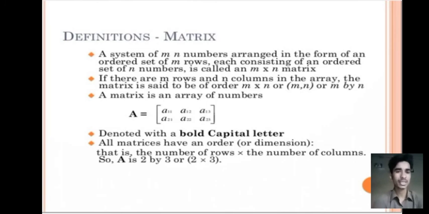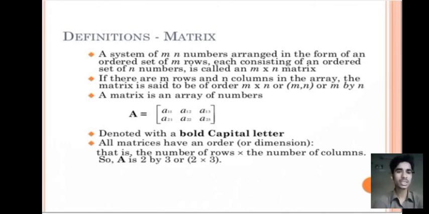Definition of a matrix. A system of m n numbers arranged in the form of an ordered set of m rows, each consisting of an ordered set of n numbers, is called an m by n matrix. If there are m rows and n columns in the array, the matrix is said to be of order m multiplication n, or m n, or m by n.